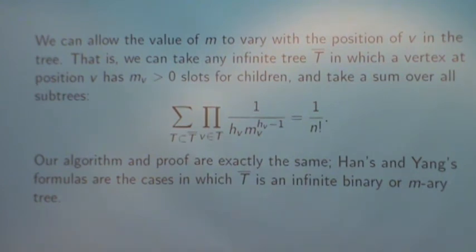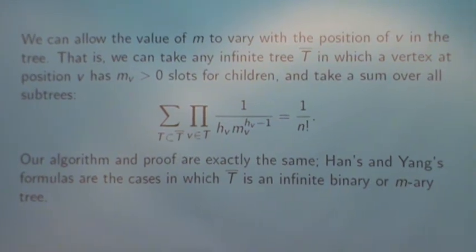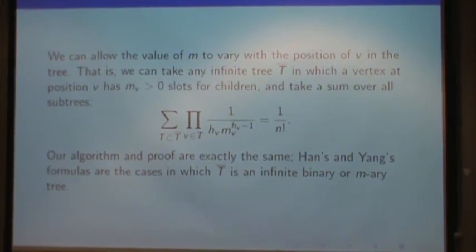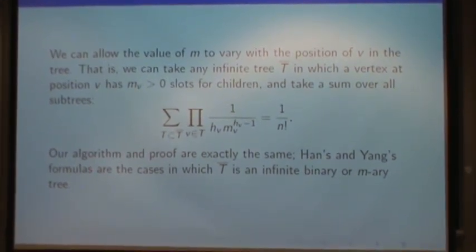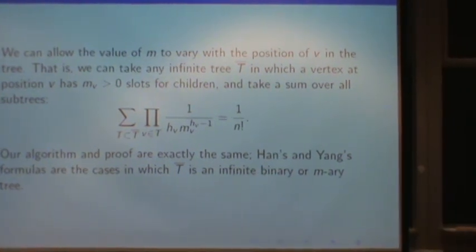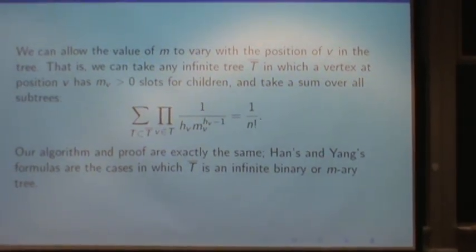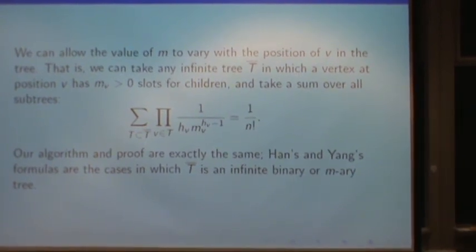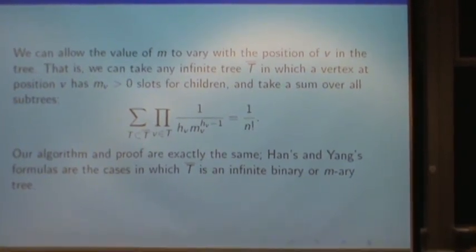We take an infinite tree, t bar, in which a vertex at position v has m sub v possible slots for children instead of a constant m, and take a sum over all subtrees t of t bar. Same formula, the sum over all trees that are a subset of t bar, the product of all the vertices, 1 over hv mv to the hv minus 1, is 1 over n factorial. And the algorithm and proof are exactly the same.